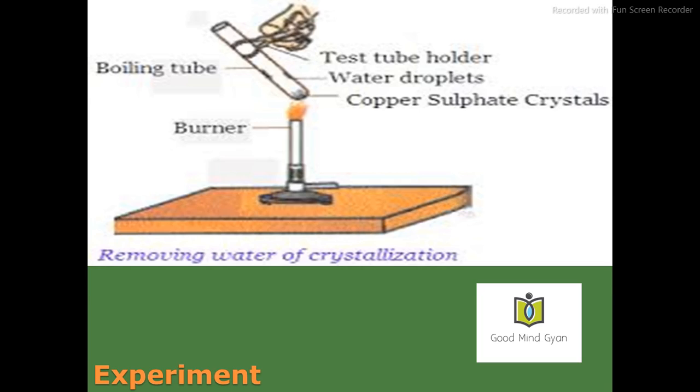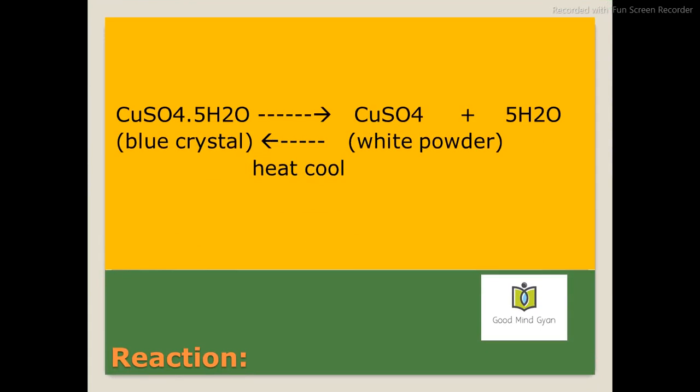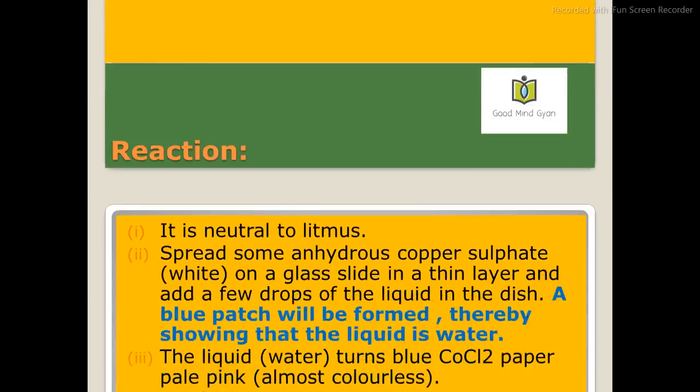Now heat the crystals. Drops of colorless liquid will condense on the cooler part of the test tube. And finally, a little of it can be collected in the dish. So here you will find that a reaction has occurred, and that is copper sulfate 5H2O, that is CuSO4·5H2O, which are blue colored crystals, on heating give us a white powder of CuSO4 and 5 water molecules. So this is the process, or this is the reaction which takes place.